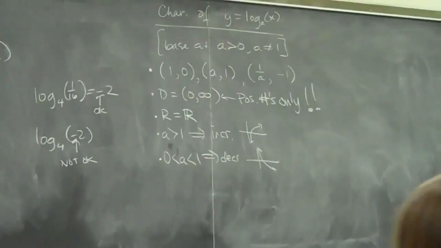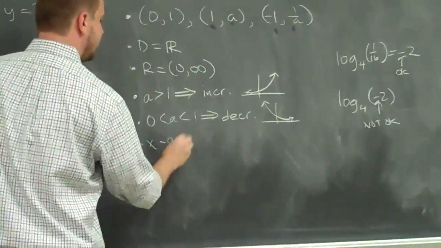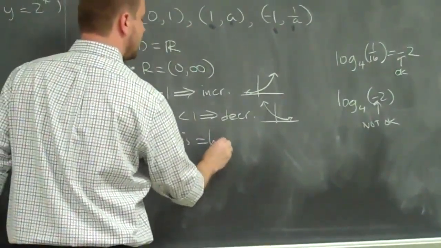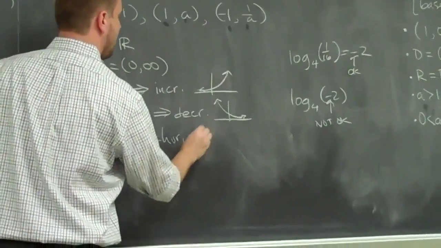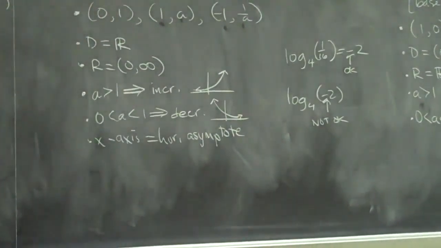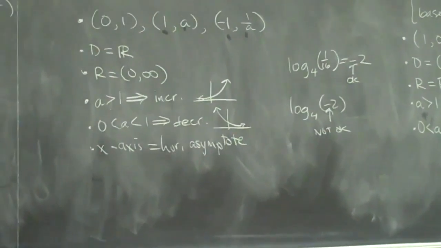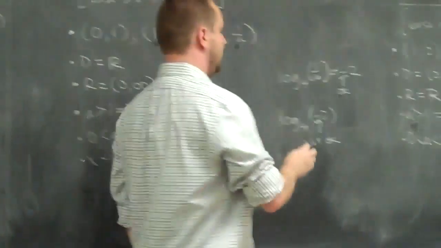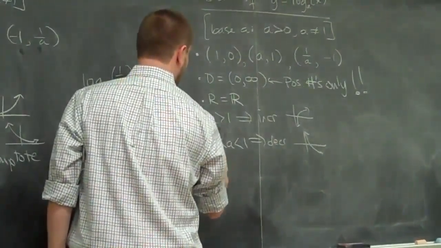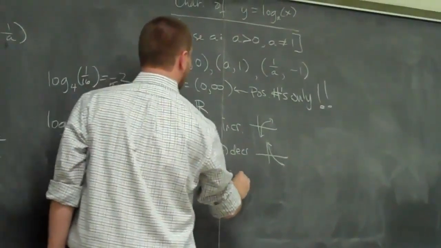And then the last property that we talked about for exponentials is the horizontal asymptote. We said the x-axis was a horizontal asymptote. Okay? You do an inverse, you switch x's and y's, you switch horizontal things with vertical things, and all of a sudden, now it's the y-axis. That's a vertical asymptote.